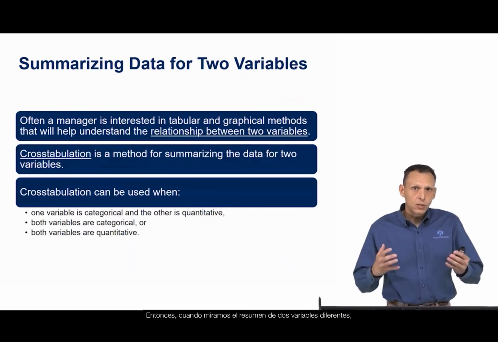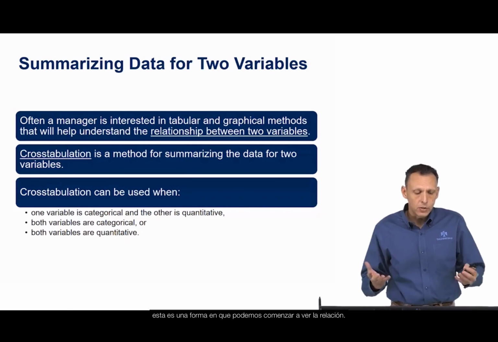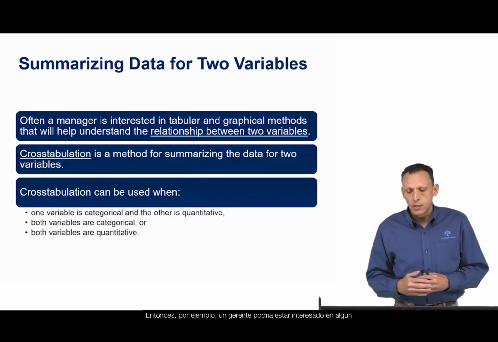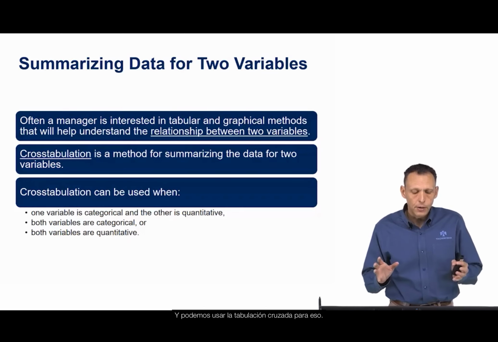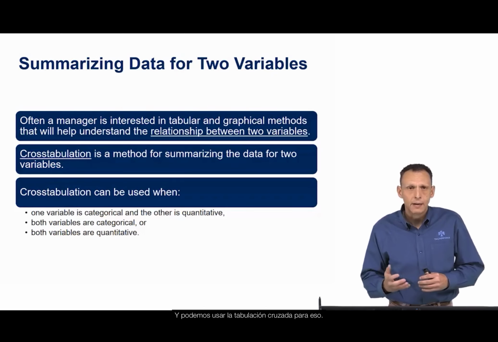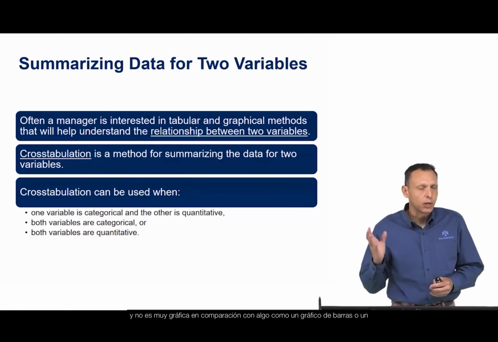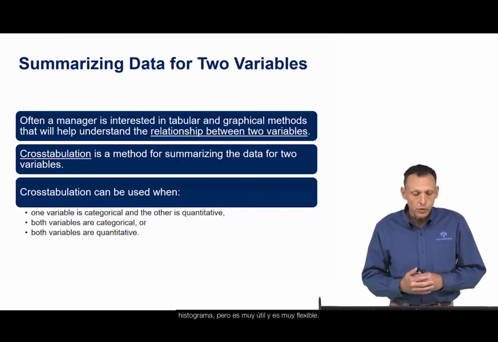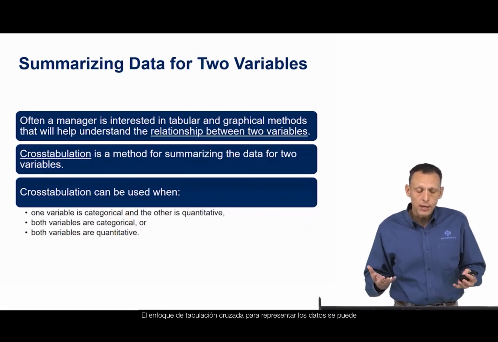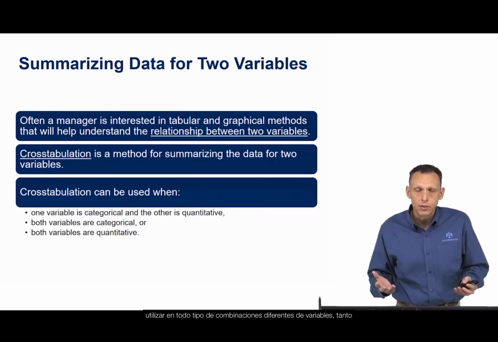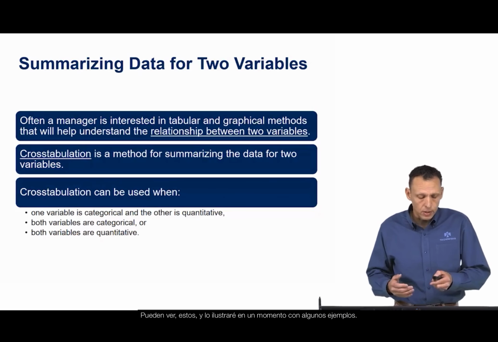So when we're looking at the summary of two different variables, this is one way that we can begin to see the relationship. So for example, a manager might be interested in some kind of graphical measure or relationship between two variables, and we can use cross tabulation for that. It's kind of a minimalized way of looking at visualization, in that it's not very graphical compared to something like a bar chart or histogram, but it's very useful. And it's very flexible. The cross-tabulation approach of representing the data can be used in all kinds of different combinations of variables, both categorical and quantitative. I'll illustrate this in just a moment with some examples.